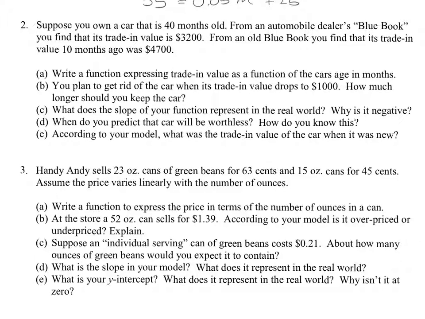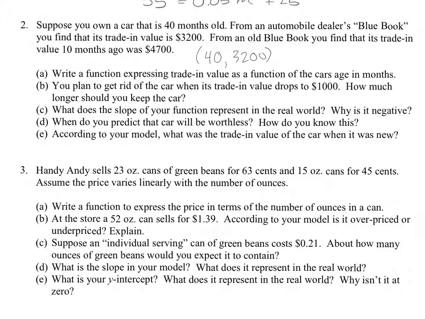So let's start part A. Write a function expressing the trade-in value as a function of the car's age in months. So, the first scenario, 40 months into having a car, its value is $3,200. What do I write from that? Yeah, so it would be like 40 of C is 3,200. Close. C of 40 is 3,200. Okay, so we're going to write a coordinate like this for now. That's what we're given in the first piece of information.